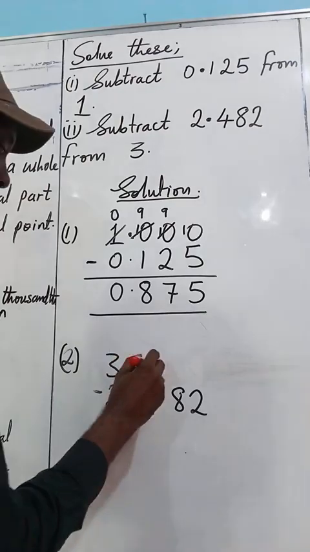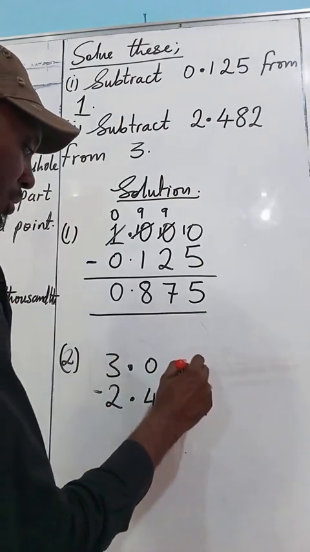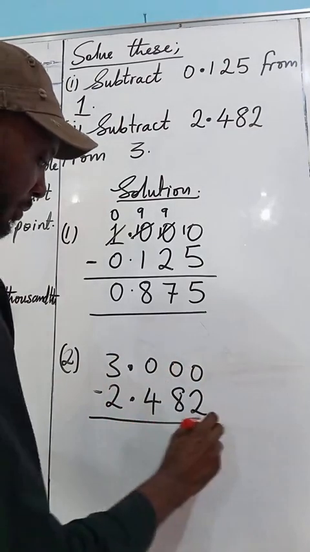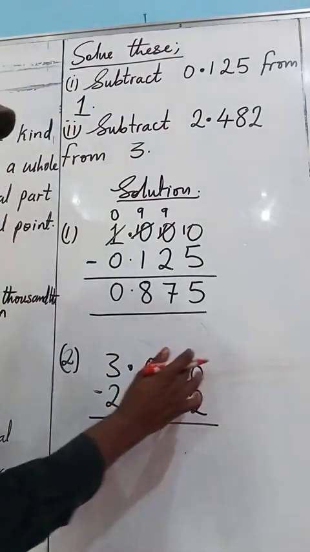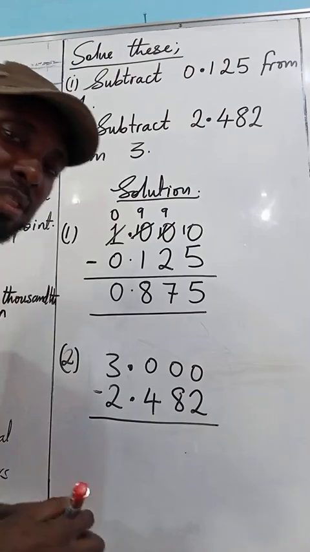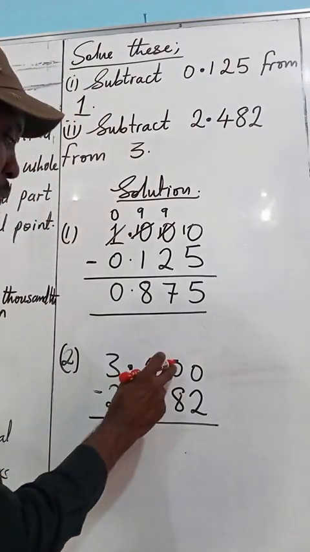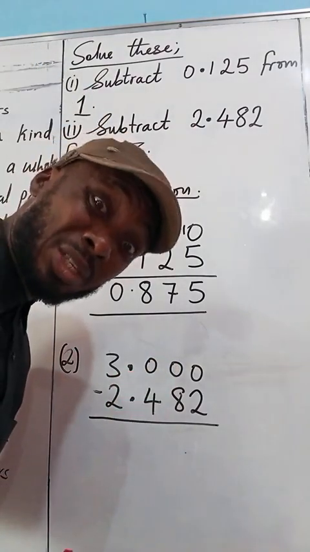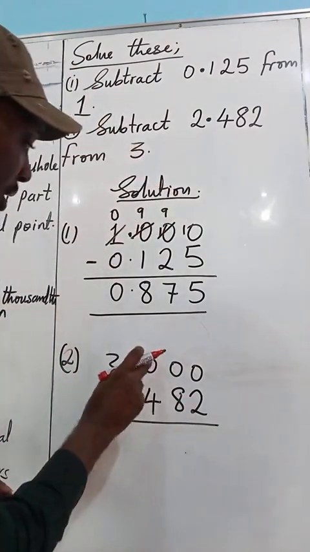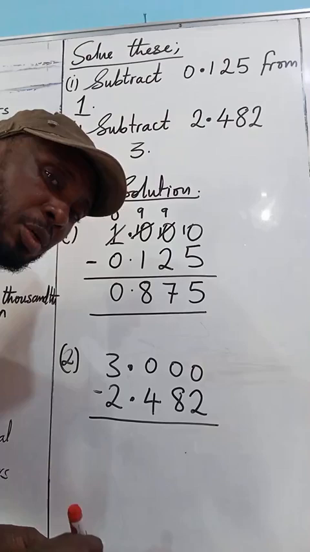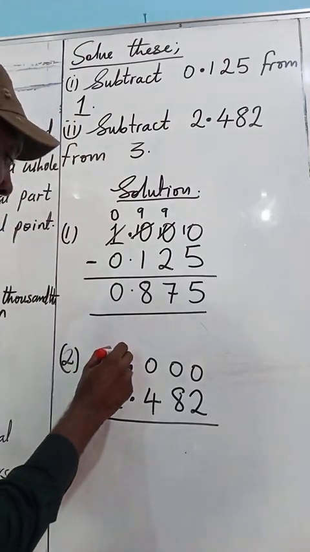Now, this 3 has invisible fractional parts, which are zeros. So we have 0, 0, 0. You now subtract. 0 minus 2, it cannot subtract. You borrow from the closest number. The closest number is still 0. You borrow from this one, it is still 0. You cannot borrow from it. So we have 3 here.